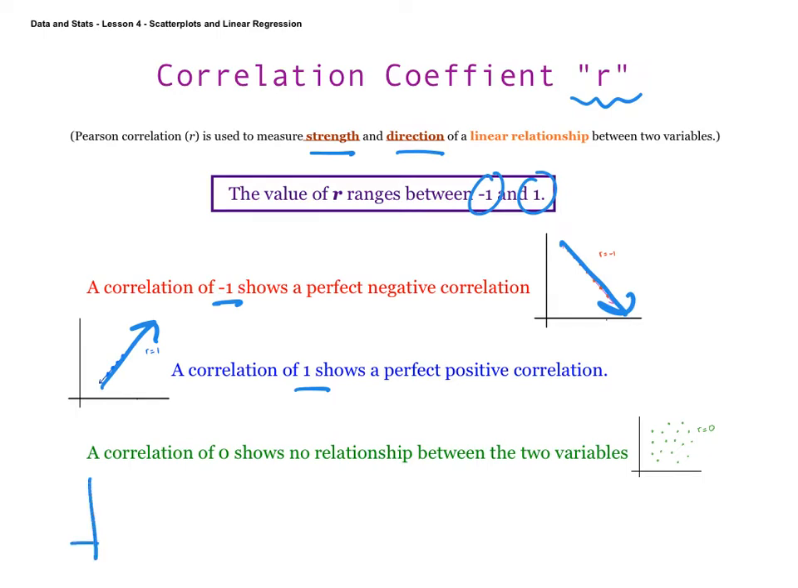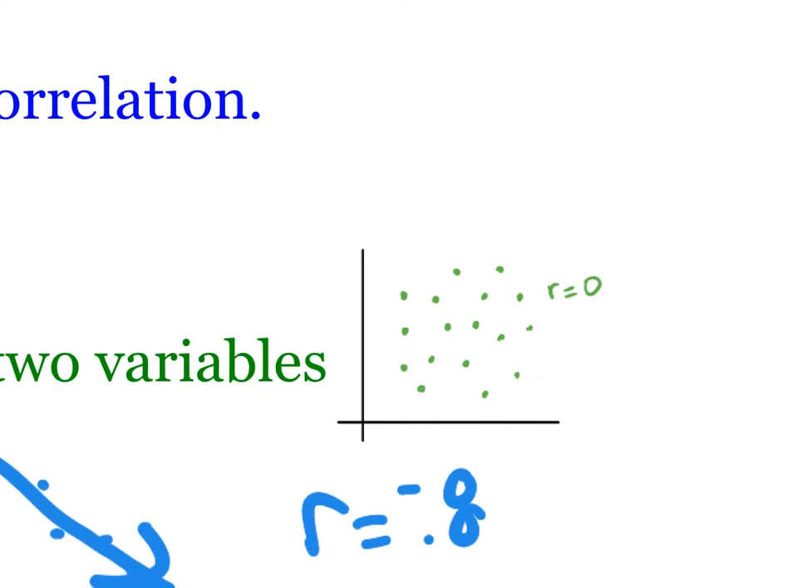If you had a positive 0.9, it might look something like that. Something where some points aren't on the line, but it's clearly showing the trend. Whereas a negative 0.8, and most of your points are close to the line or on the line, but not quite a perfect negative correlation. And then a correlation of 0 means there's no relationship between the variables. Again, there's no trend. It's not going up, it's not going down.